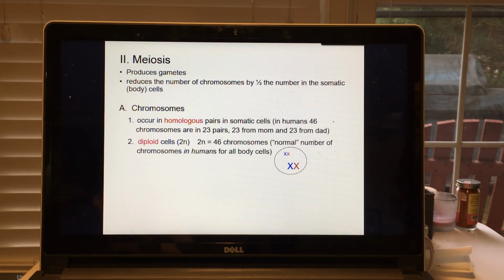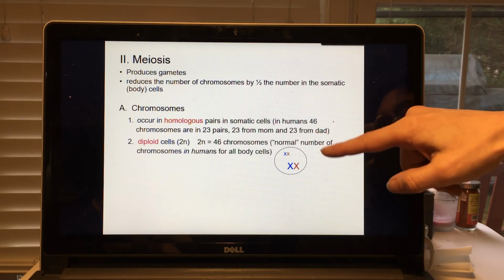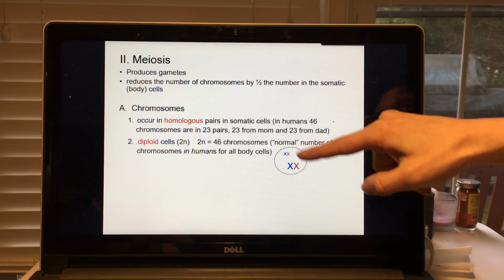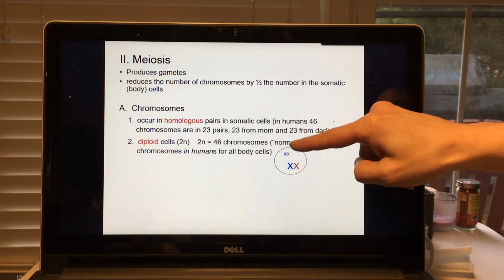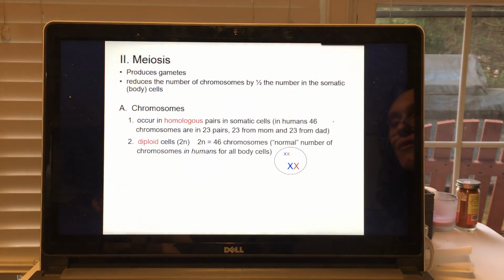You may see a variety of different numbers of homologous pairs depending upon how simple they're trying to make the diagram. But for example, if this is a sperm or an egg production in you, the red chromosomes might be the chromosomes that you inherited from your mother, and the blue chromosomes might be the chromosomes that you inherited from your father.